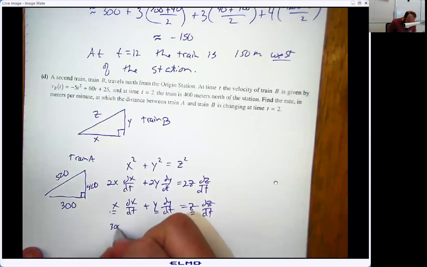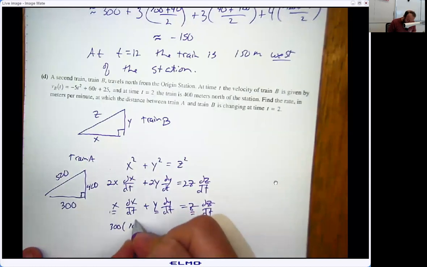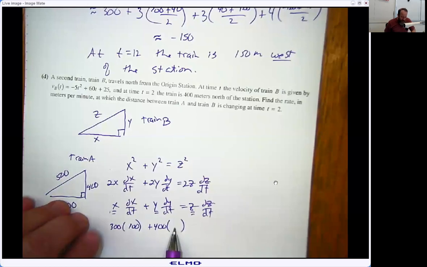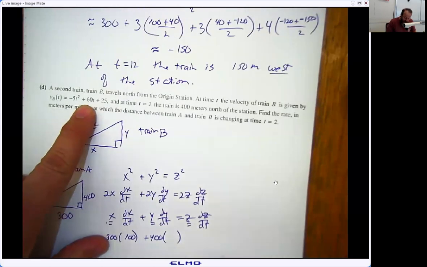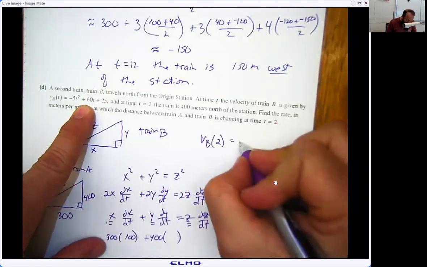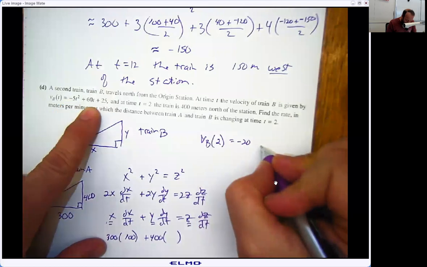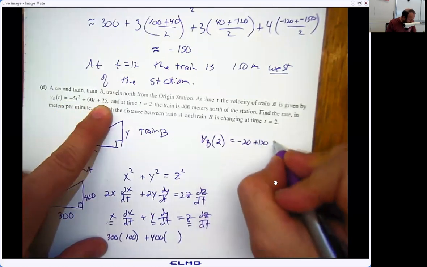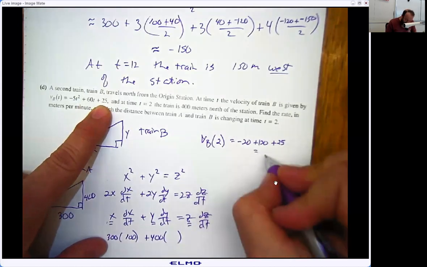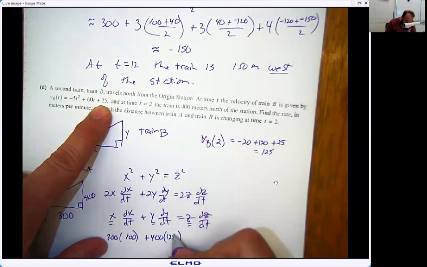So I know x is 300. I know dx/dt is 100. I know y is 400. But oh no, what is dy/dt? Well, dy/dt is actually just the velocity of that particular train. And they actually told me the velocity of the train was right here. So I just need to find v sub b of 2. And if we plug in the number 2, we'd get negative 20 for this portion, 120 for that portion, plus our extra 25 right there. And it looks to me like I've got a total of 125 for that one.